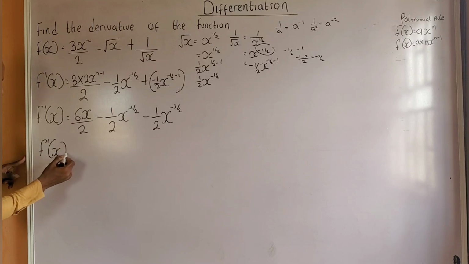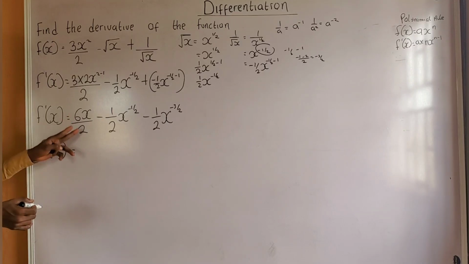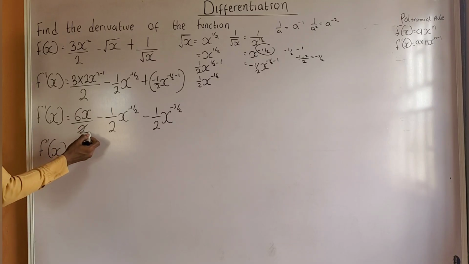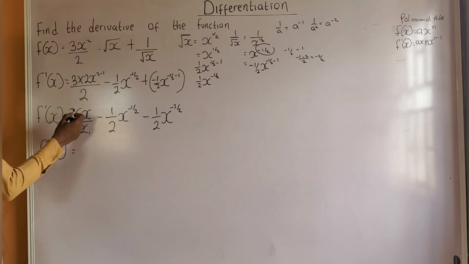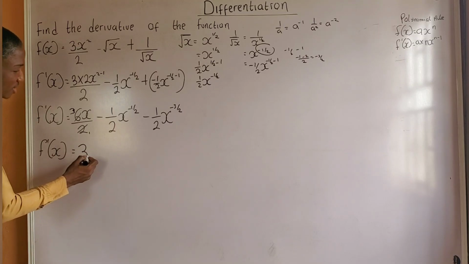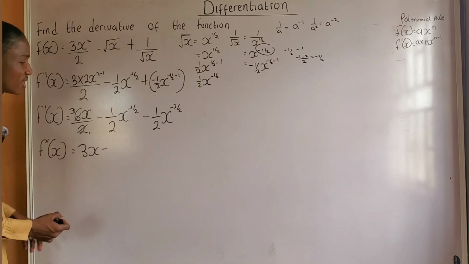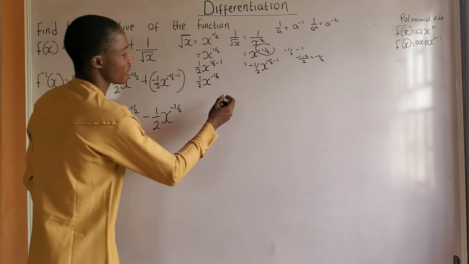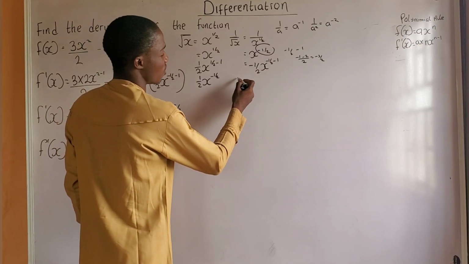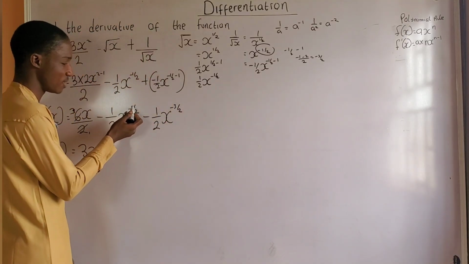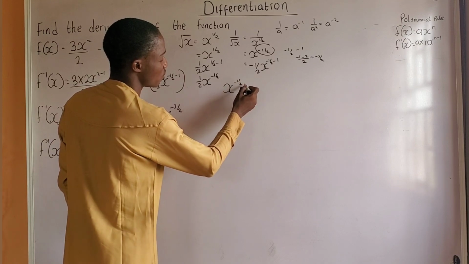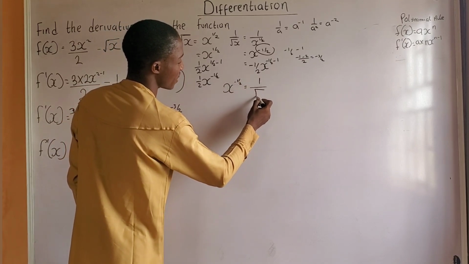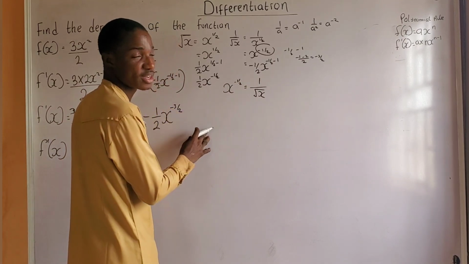The derivative of f of x is equal to now 6x divided by 2. If you divide this, 6 divided by 2 will give us 3. So I'm going to have 3 times x, that is 3x. 3x minus, okay. Now, don't forget that, I just want to explain this now. x raised to the power of negative 1 over 2 is equal to 1 over root of x. Do you understand? Are you getting it?